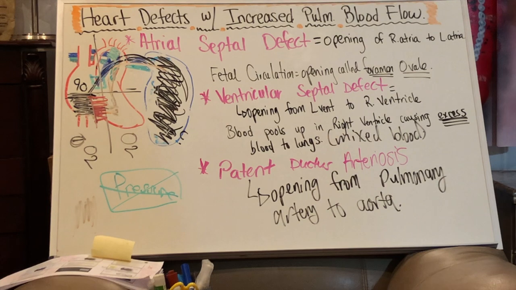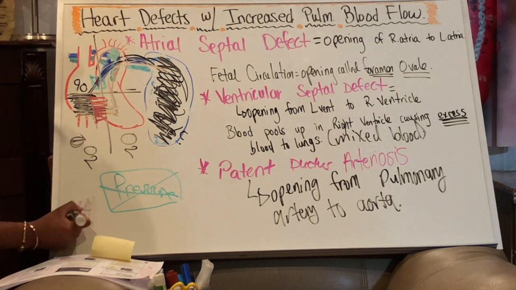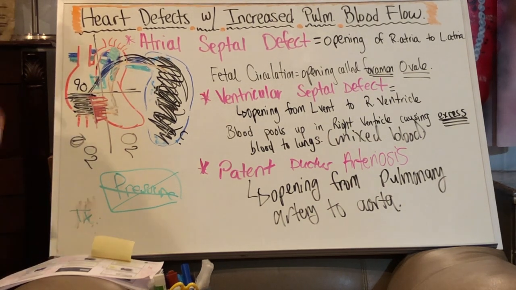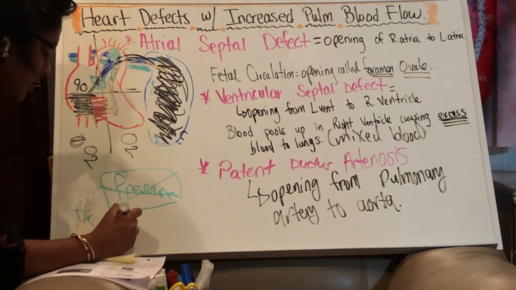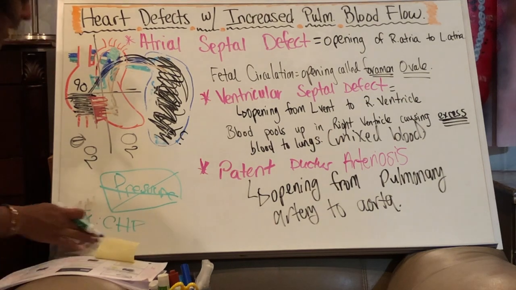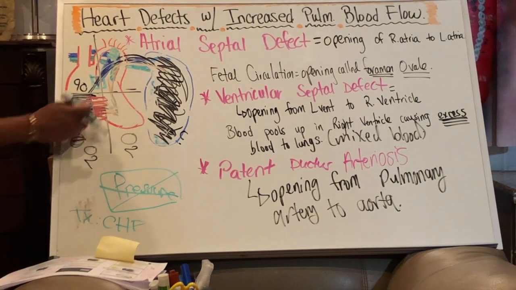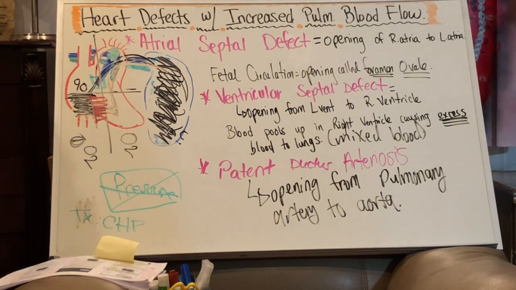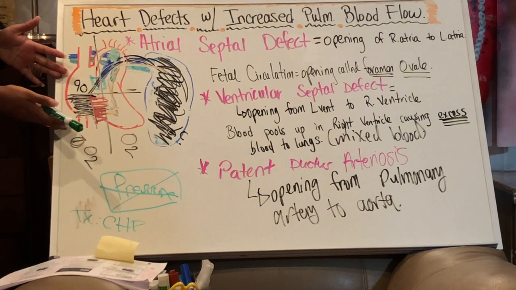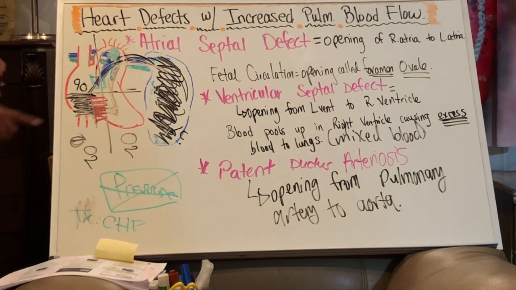The treatment for these is, usually they go away by the time the child is 3 years old. However, until then, they are treated as a CHF patient. Why are they treated as a CHF patient? Because all of the blood is backing up. And if you know congestive heart failure, this is pretty congested.